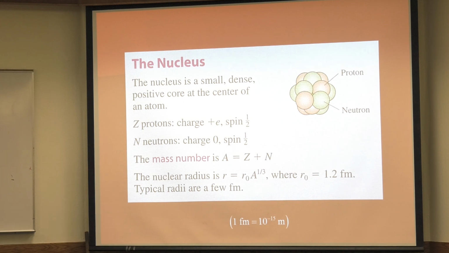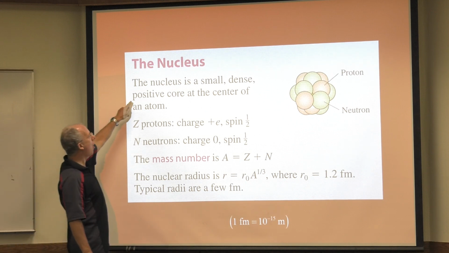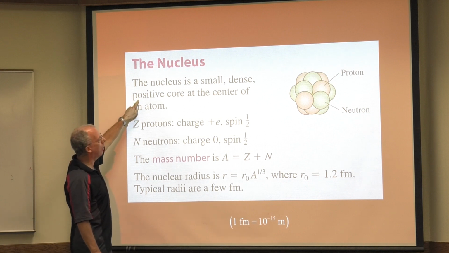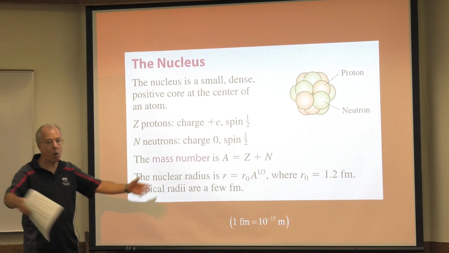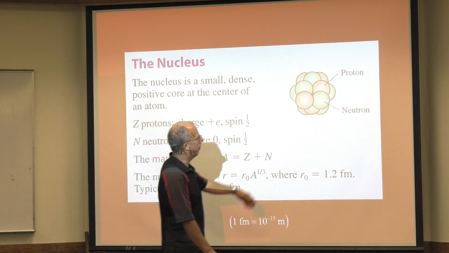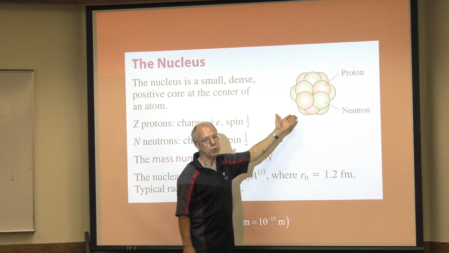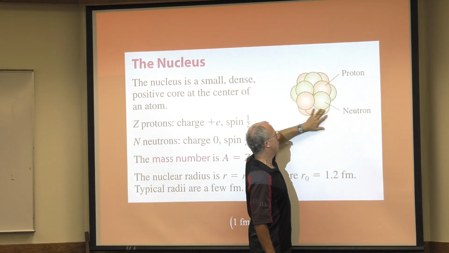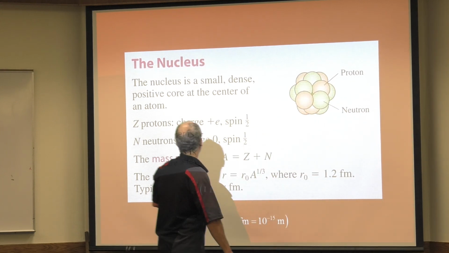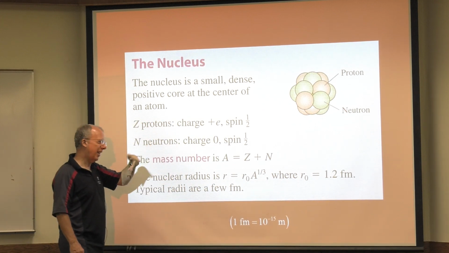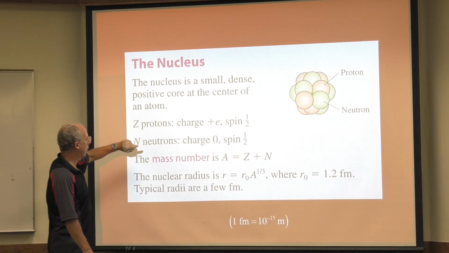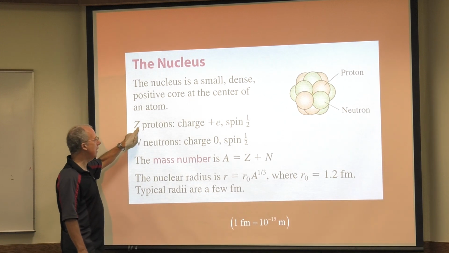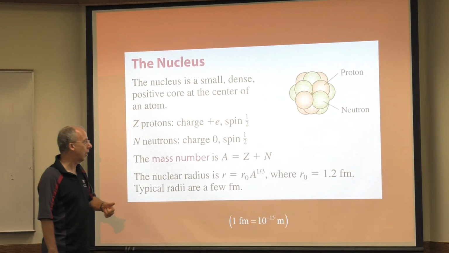Okay, so let's talk about the present understanding of the nucleus. Here we go. The nucleus is a small, dense, positive core at the center of an atom. You already know that, right? Because the nucleus is made out of protons and neutrons. Neutrons are neutral, that's why they're called neutrons. Protons have a positive electrical charge, so therefore this whole nucleus has a positive charge. Okay, now here are some things that you may not have seen before. We're going to use uppercase Z for the number of protons, okay?